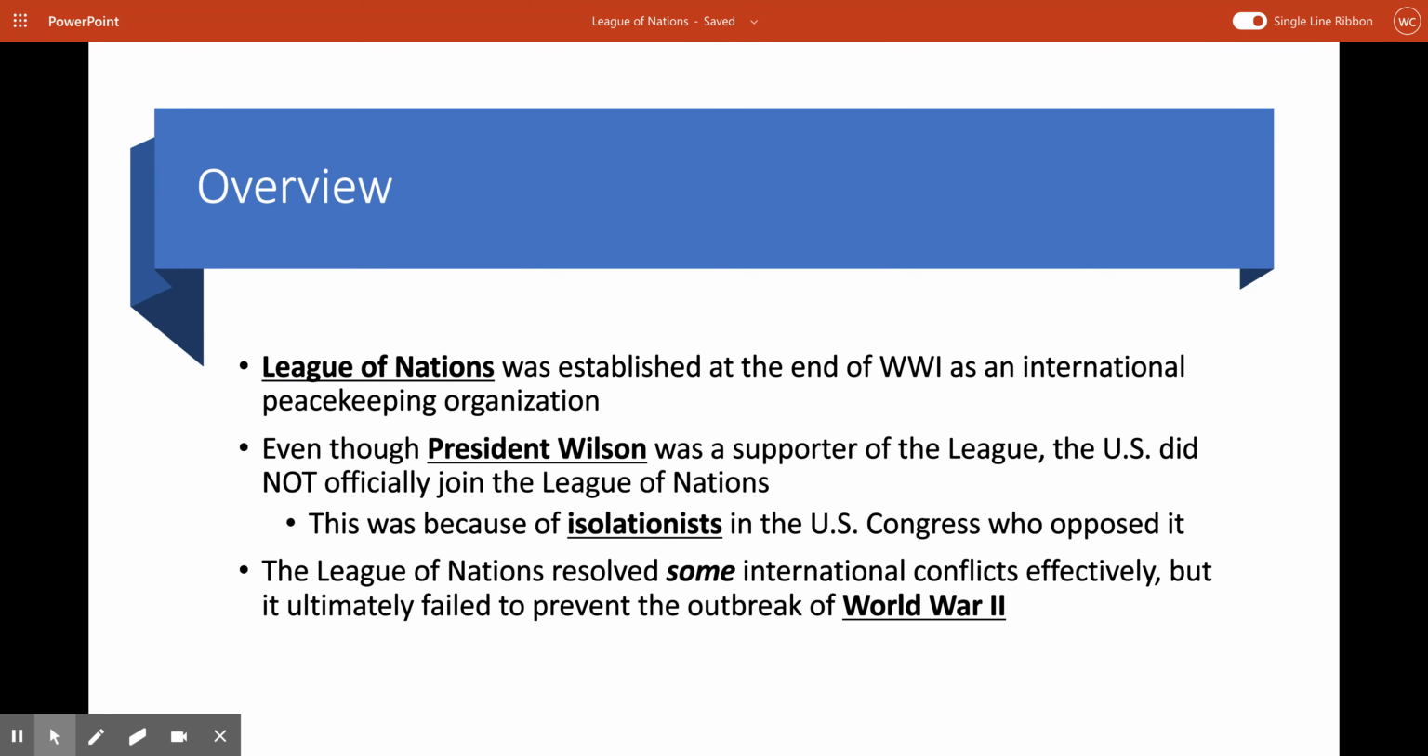Even though U.S. President Woodrow Wilson was an enthusiastic supporter, a proponent of the League of Nations, the United States did not ever officially join the League of Nations because of opposition from isolationists in the U.S. Congress. The League of Nations also did effectively resolve some international conflicts, which I'll mention some examples of later, but it ultimately failed to prevent the outbreak of the Second World War. And I'm going to talk about why that was.